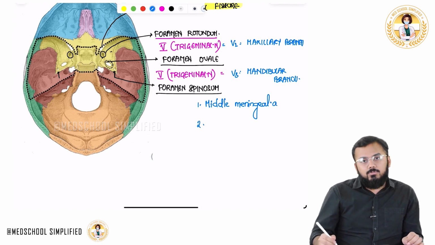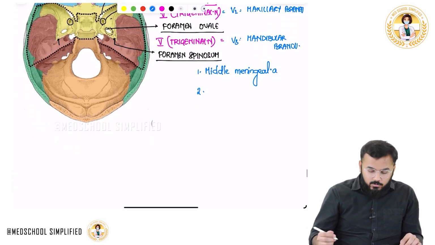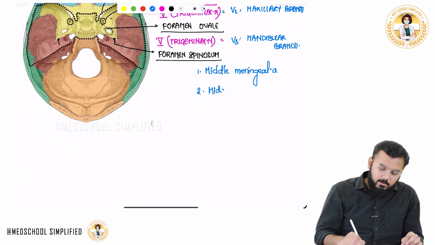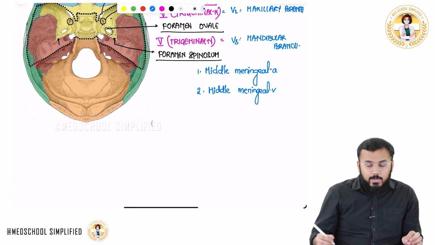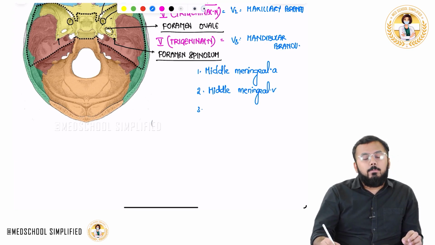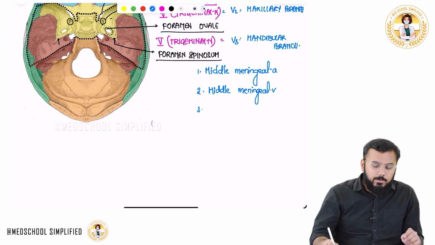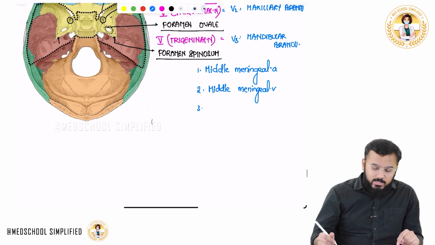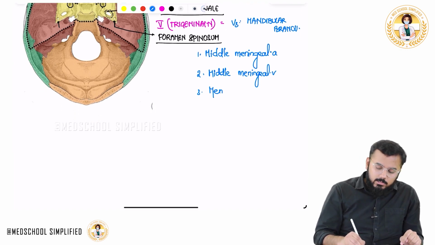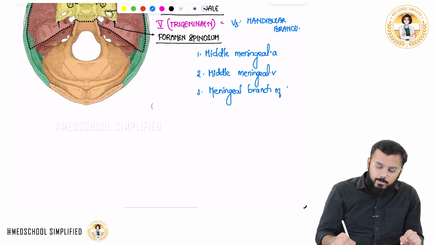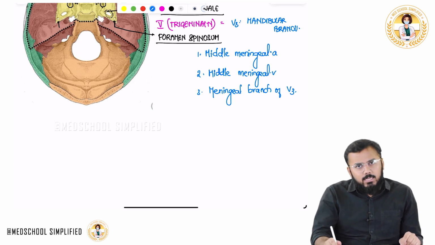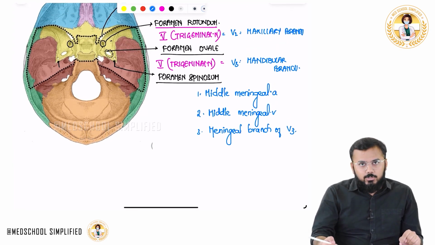The second important structure is, if an artery is there, along with the artery, a vein also will be. So, the middle meningeal vein. And the third important thing is the meningeal branch of V3. What is this? Meningeal branch of V3. What is V3? V3 is your mandibular branch, right?